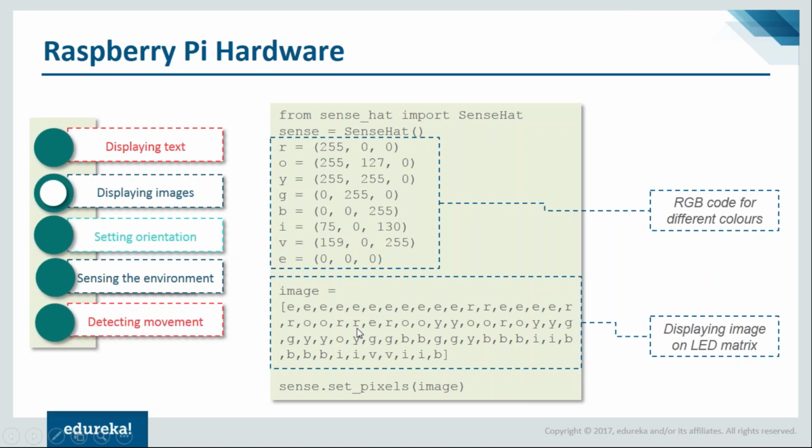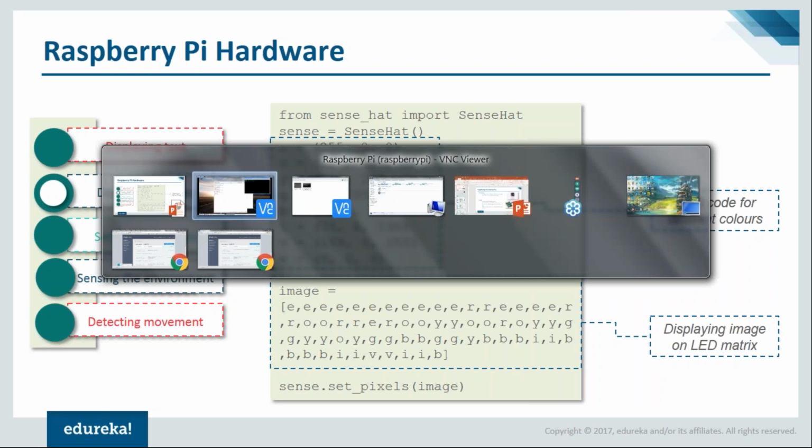Okay, and based on this I've created a random matrix here, where each of these values defines one pixel of the Sense HAT. As I have mentioned earlier, this is an 8 cross 8 LED matrix, so each of these values is for one of the individual pixels. The numbering starts from the top left position, and accordingly it goes in a row by row manner. Okay, so let me just show you the output for this as well.